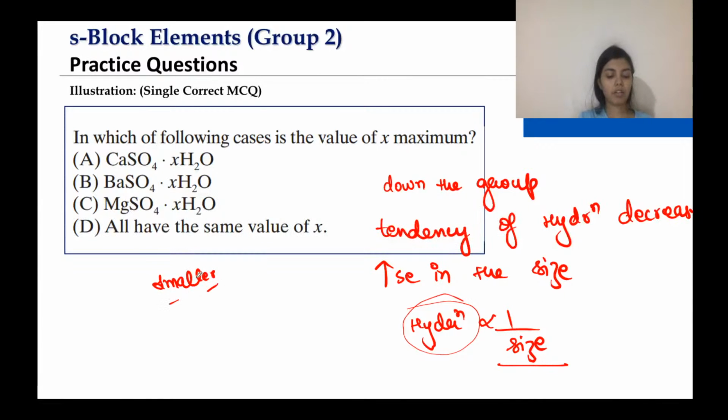Yes, Dinesh, you are very much correct with your answer because magnesium is smaller in size. So therefore, hydration of magnesium will be more, and therefore the water molecules that must be associated with magnesium will also be more. So C is the answer. Good.